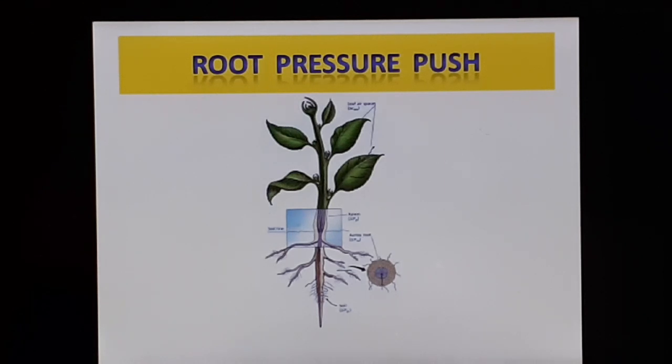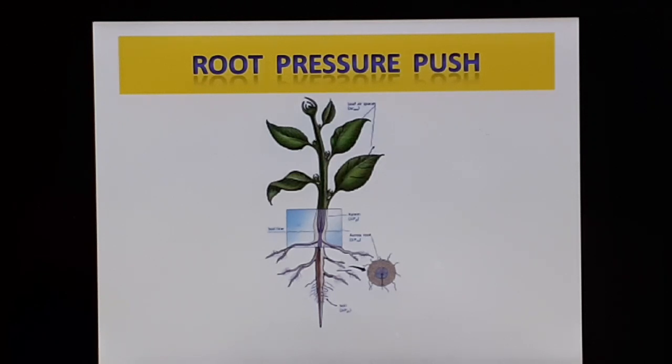As a result, there is a movement of water from the higher water concentration to the lower water concentration, that is, from the soil to the root cells. The more water enters the root cells, the more pressure is created inside the root cells. This pressure created in the root cells is called the root pressure. This pressure pushes the water as a whole to the upper part of the plant body.